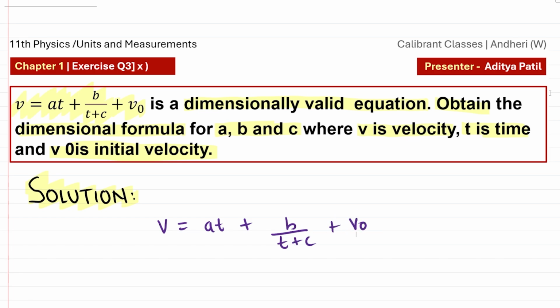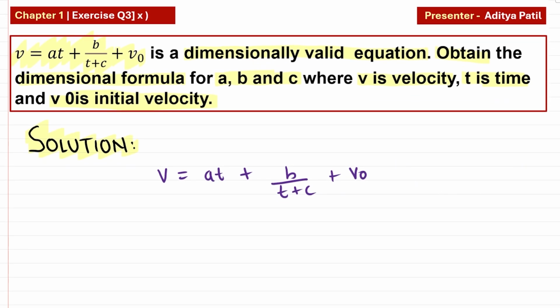ठीक है, and using this expression हमें ये भी बोला गया है condition that this is a dimensionally valid equation. So let me just mention this condition quickly. Valid equation. ठीक है, so this is a dimensionally valid equation. The first task हमारा जो होगा that is to calculate the dimensions of term A.